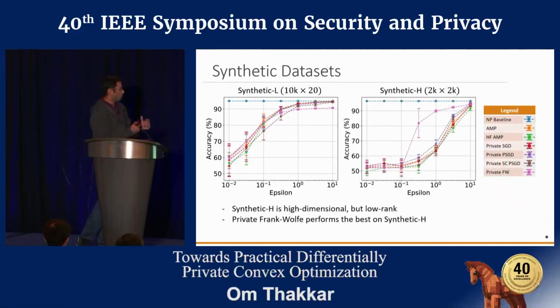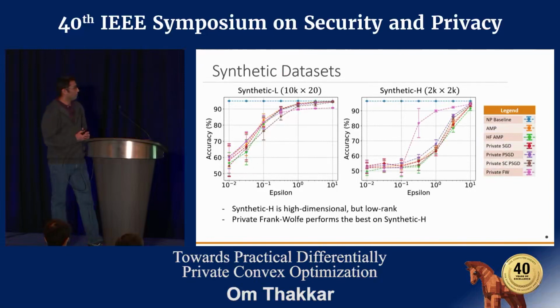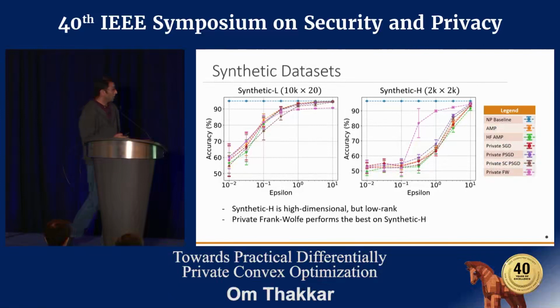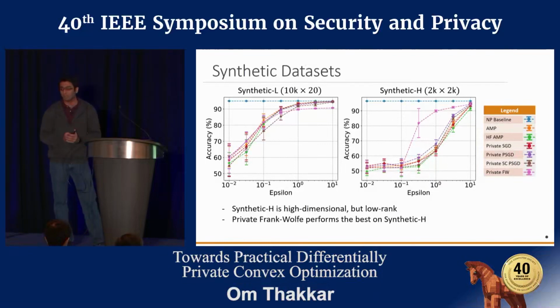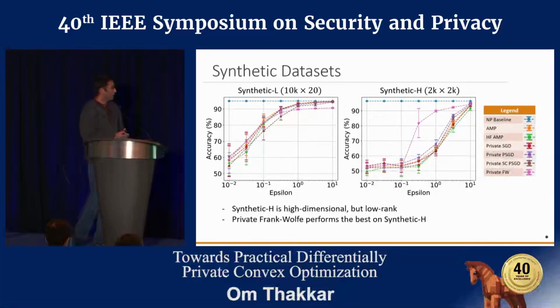Next, I'll show results for the high-dimensional synthetic data set. Here, we generate data that is actually low rank but high-dimensional. And here we see that private Frank-Wolfe, which is the pink plot, beats the other algorithms by a wide margin. One of the reasons is it is designed to operate well on sparse data. And over these 2 data sets is where we tune hyperparameter-free AMP, which is the green plot.